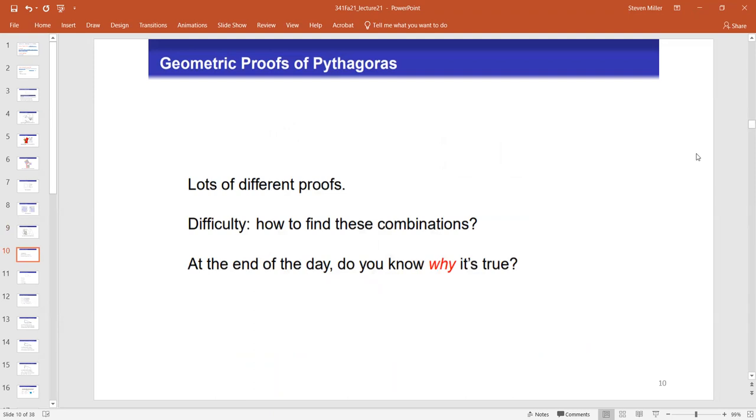All right, so there are lots of different proofs. And the question is, how do you find these different combinations? And at the end of the day, do you actually have a sense of why it is true, or is it just a long brute force calculation that you've done? We have so many long brute force calculations that we're doing this semester. This is why I really want to emphasize how we look at things and get a sense of what the answer is.